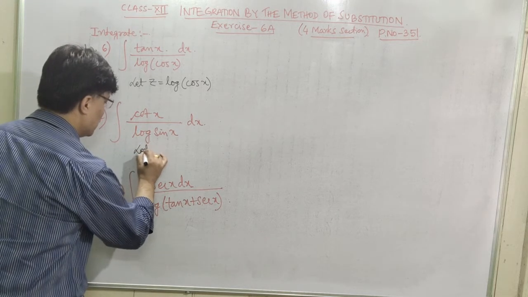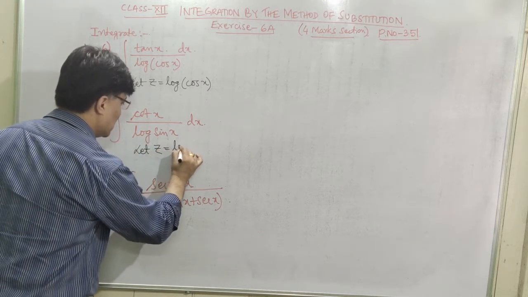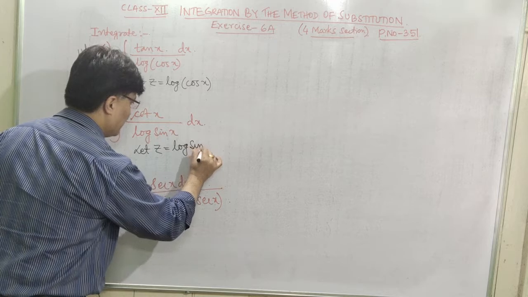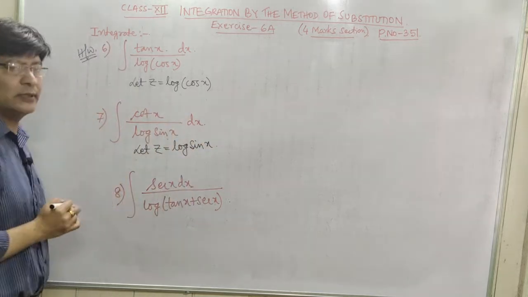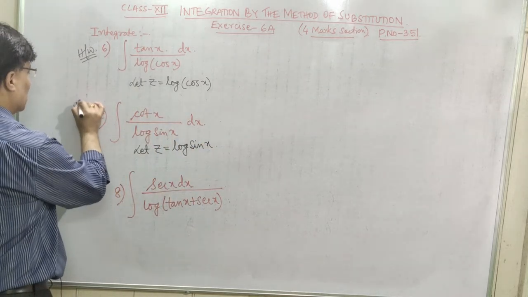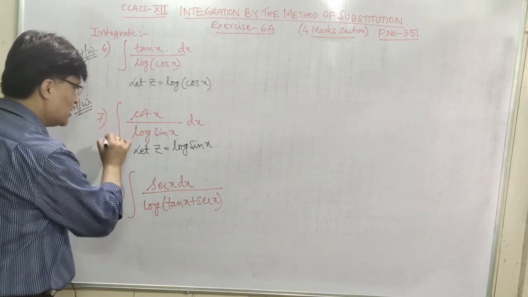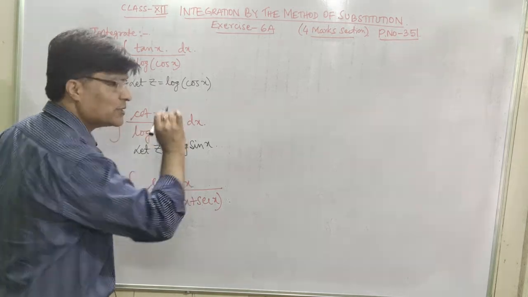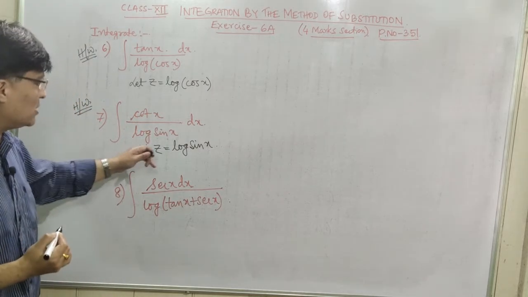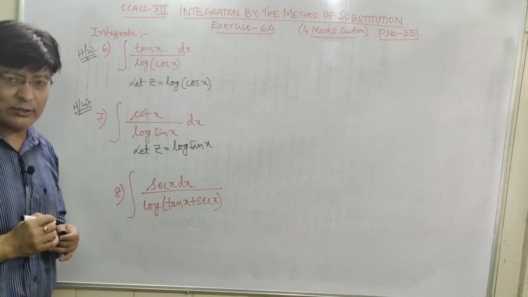So here also let z is equal to log of sin x. This is also your homework, right? First of all you have to write I is equal to the integration of cot x dx divided by log of sin x. Then we can assume let z is equal to log of sin x. So you can do it at home.